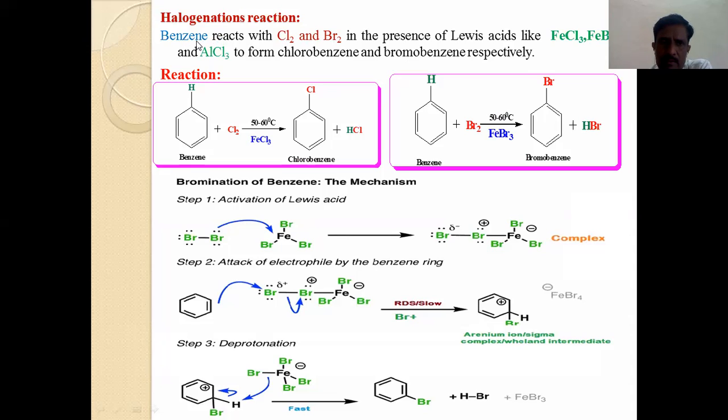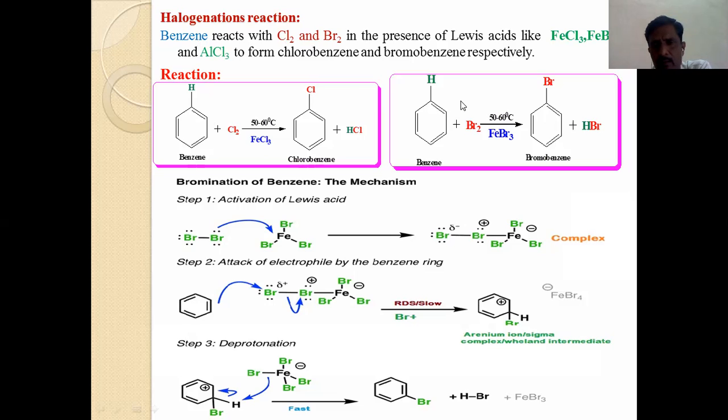I am explaining the same again. When benzene reacts with chlorine or bromine in the presence of a Lewis acid like ferric chloride or ferric bromide, and you may use aluminum chloride, it produces chlorobenzene if you use chlorine, and bromobenzene if you use bromine, respectively. So I have shown here, when benzene reacts with chlorine at 50 to 60 degrees centigrade, ferric chloride is the catalyst, that is the Lewis acid. Then there is a formation of chlorobenzene as the main product with elimination of hydrochloric acid.